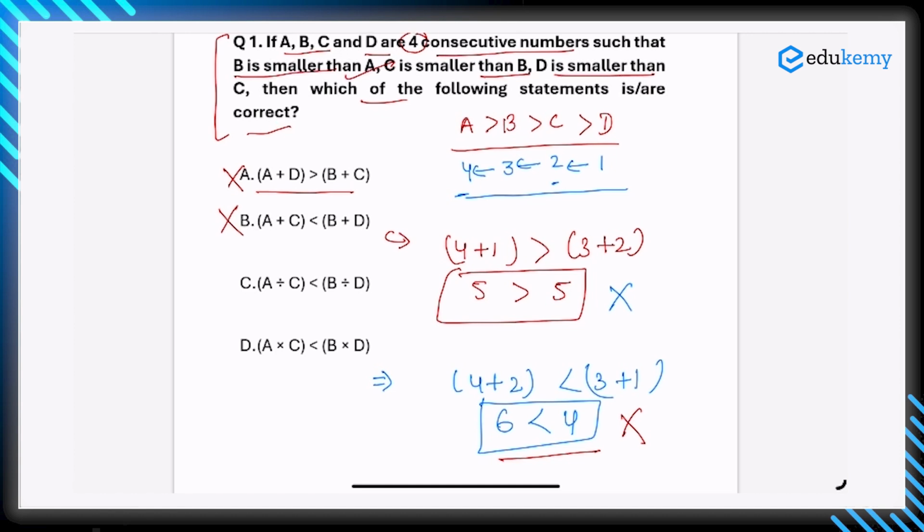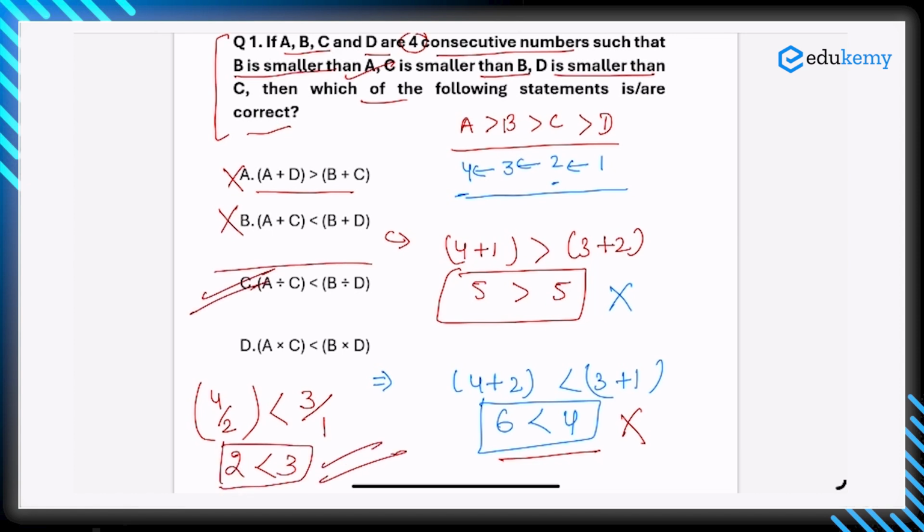Now let's move to the third statement. It says A divided by C, that is 4 divided by 2, is less than B divided by D. B is 3 and D is equal to 1. So 4 divided by 2 is equal to 2, and 2 is less than 3. Yes, this situation is right. So C is the right one here. Since we got the answer C, we can leave option D because we already have the answer.